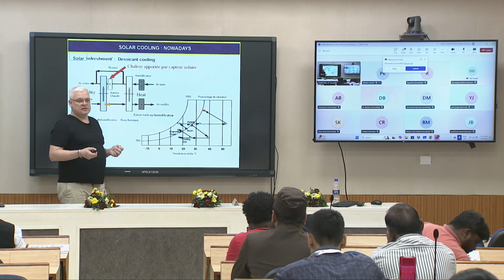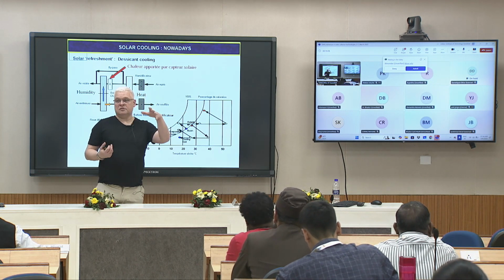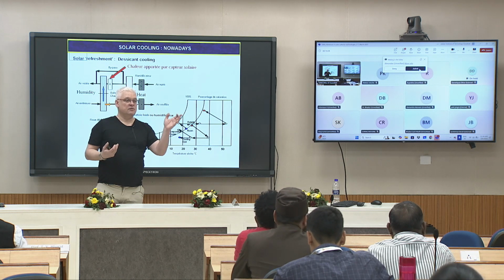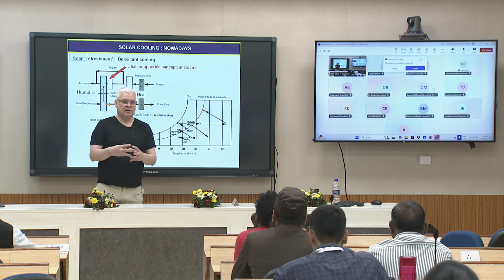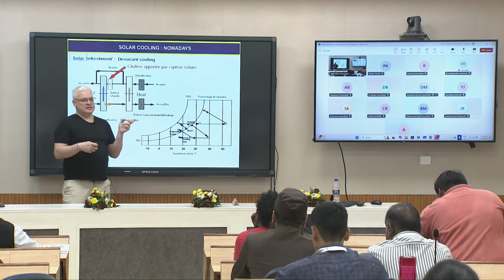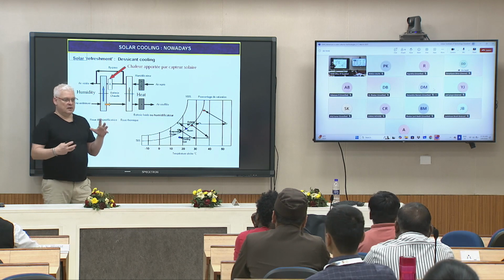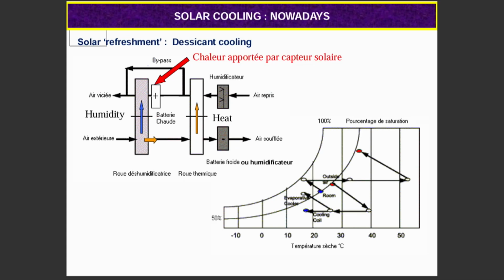Desiccant means dry. So it could be salt. If you want to have an analogy, it's a kind of salt. You see that salt with humidity, there's a good match. So the salt, in reality more silica gel, has a good attraction with humidity, and so catches the humidity of the air. And then at the outlet you have dry air.